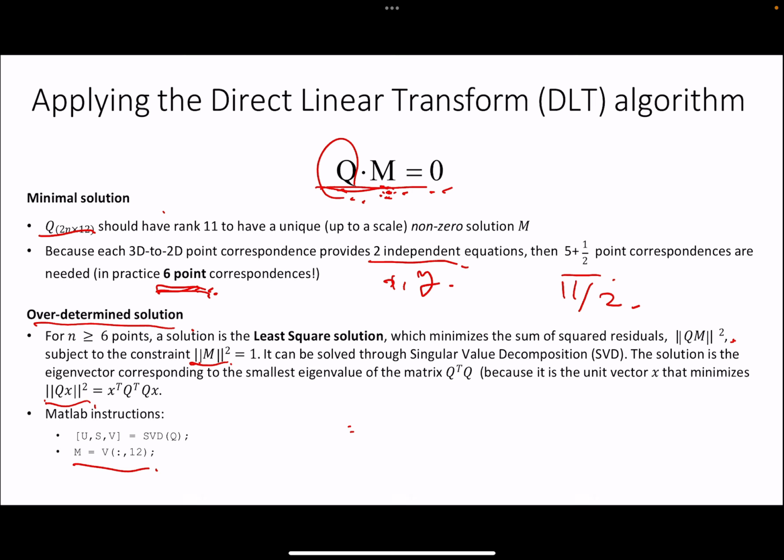The minimal solution to get M needs 6 points, because the rank of Q is 11 up to scale, and each correspondence gives us two independent equations, X and Y, so we need at least 5.5 points. Taking the integer, we need 6 correspondences in theory, but in practice there is always noise. So we need an overdetermined solution, like a least squares solution, and it turns out that we can simply use singular value decomposition to get matrix M.